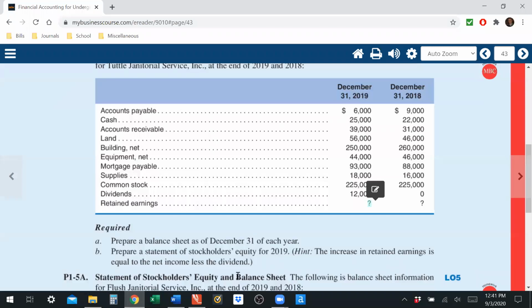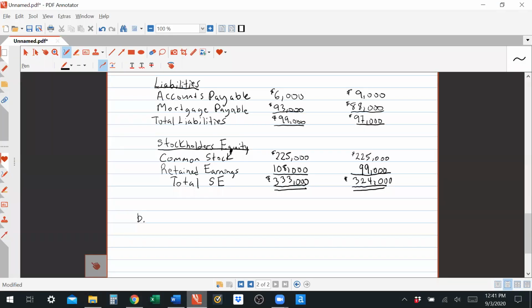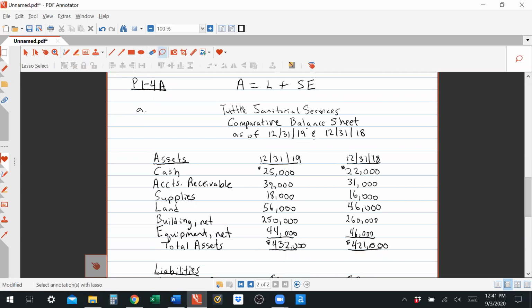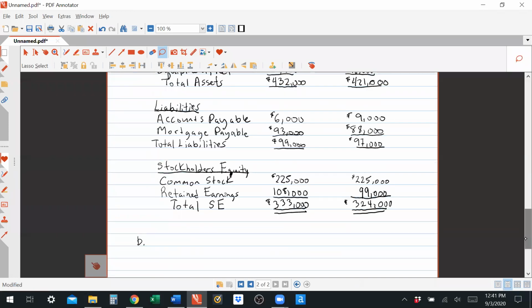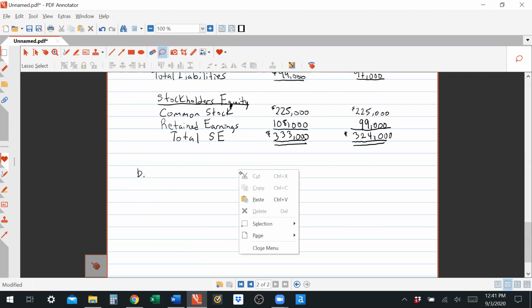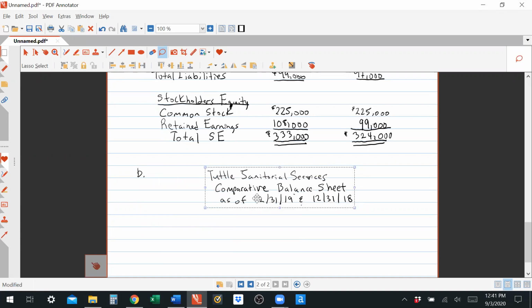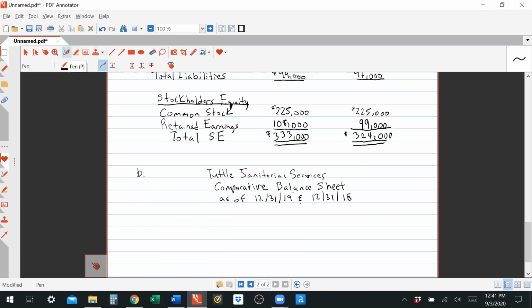B, prepare a statement of stockholders' equity for 2019. Hint, the increase in retained earnings is equal to the net income minus the dividends. We already know that the change in retained earnings is net income minus dividends. That's from the retained earnings equation. So in part B, we're preparing a statement of stockholders' equity. So it has a heading. It looks very similar to this. So I'm going to copy and paste this. We need to change two things, right? We need to change the word balance sheet to statement of stockholders' equity.